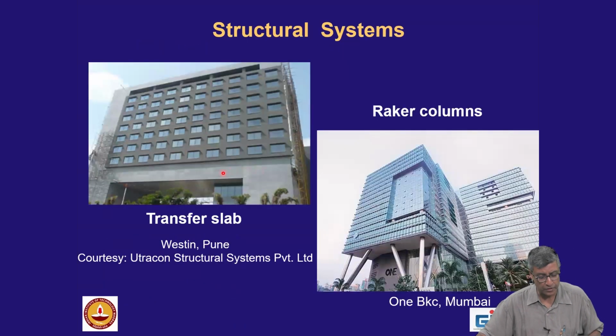Now, the photograph on the left shows a transfer slab, where you have a free space below the slab and the columns above are discontinued. Typically, these transfer slabs are pre-stressed. I mean, I would say they are post-tensioned. And on the building on the right, you can see the raker columns. That means these are also architectural features. You go to our Chennai airport and you will see raker columns.